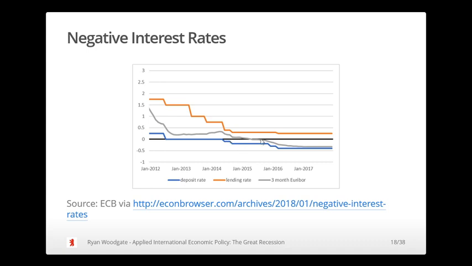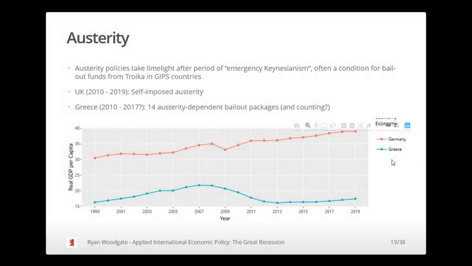And we see that the interbank lending rates, which are of course influenced by the rates set by the ECB, also then go into negative territory thereafter. So yeah, we see this reaction from the European Central Bank.